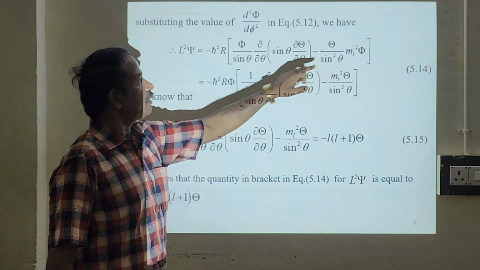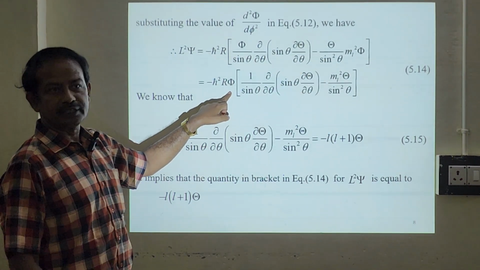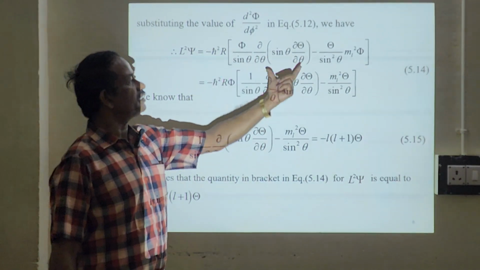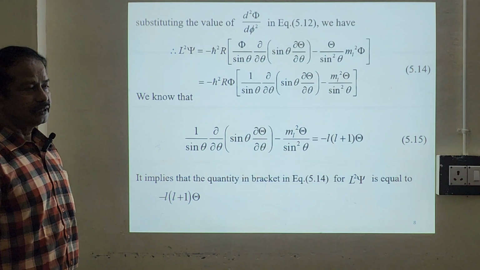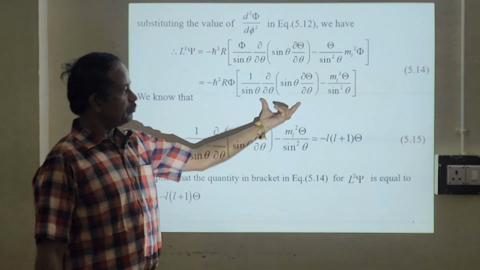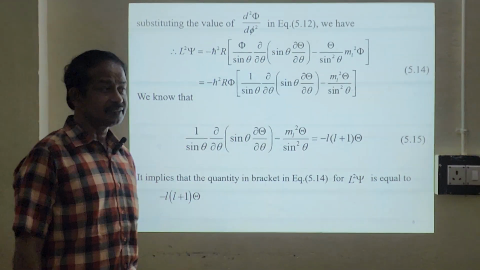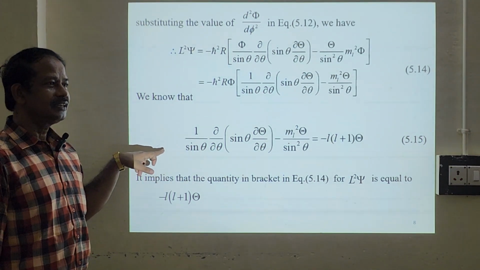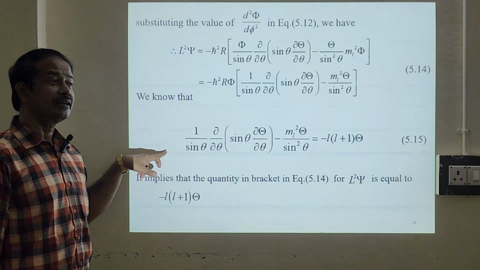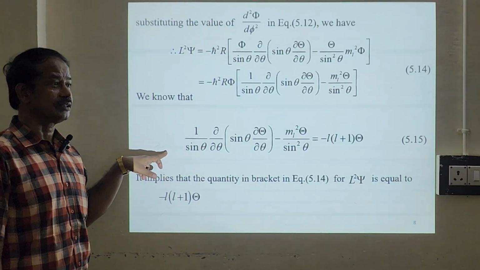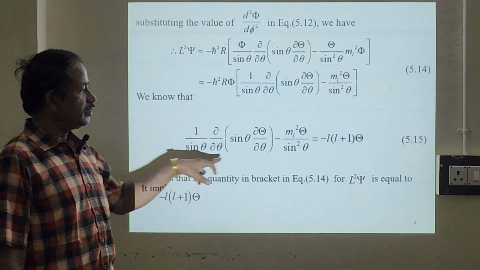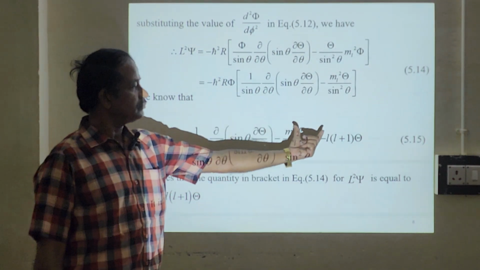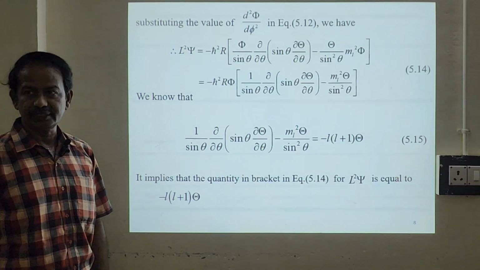It depends only on theta, so I can pull phi out from both the terms. So I have pulled out minus h bar squared r phi multiplied by this expression. This bracket expression can be written as minus L into L plus 1 theta. Again, we have seen this in earlier classes when we were discussing the hydrogen atom. So this expression can be written as minus L into L plus 1 theta.